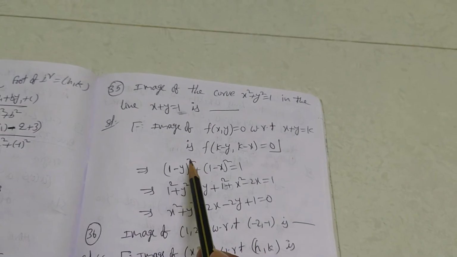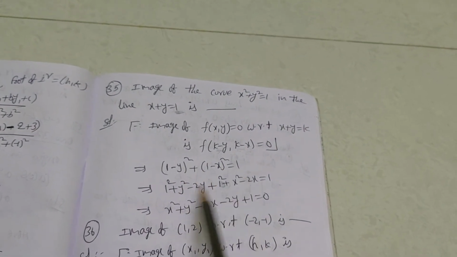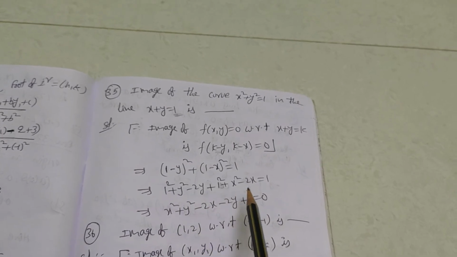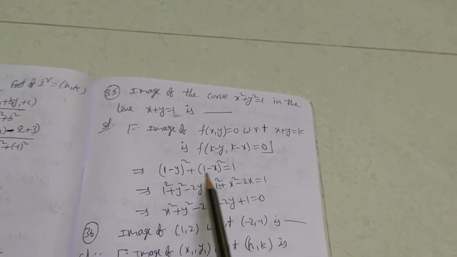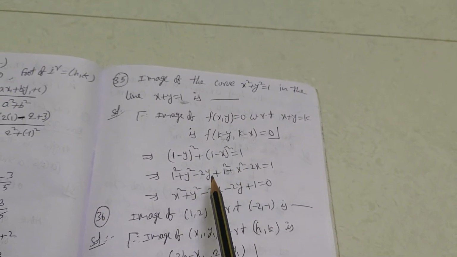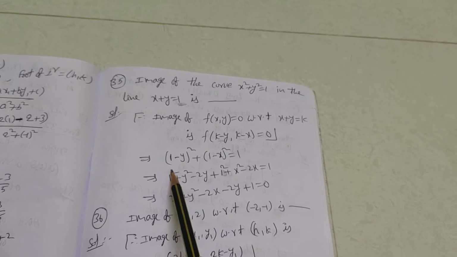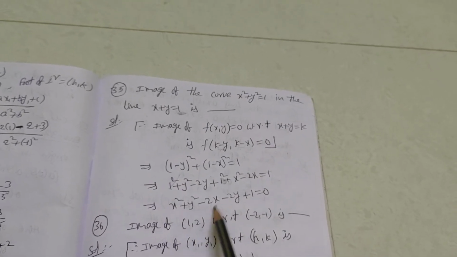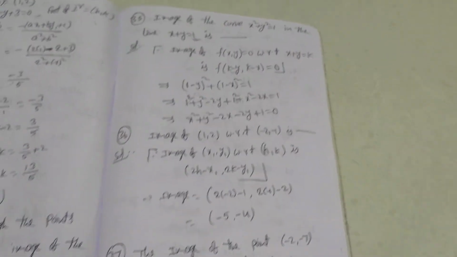So that is (1 minus y) whole square plus (1 minus x) whole square is equal to 1. So expand, using the (a minus b) whole square formula: 1 square plus y square minus 2y plus 1 square plus x square minus 2x is equal to 1. So in total we have x square plus y square minus 2x minus 2y, plus 1, is equal to 0.